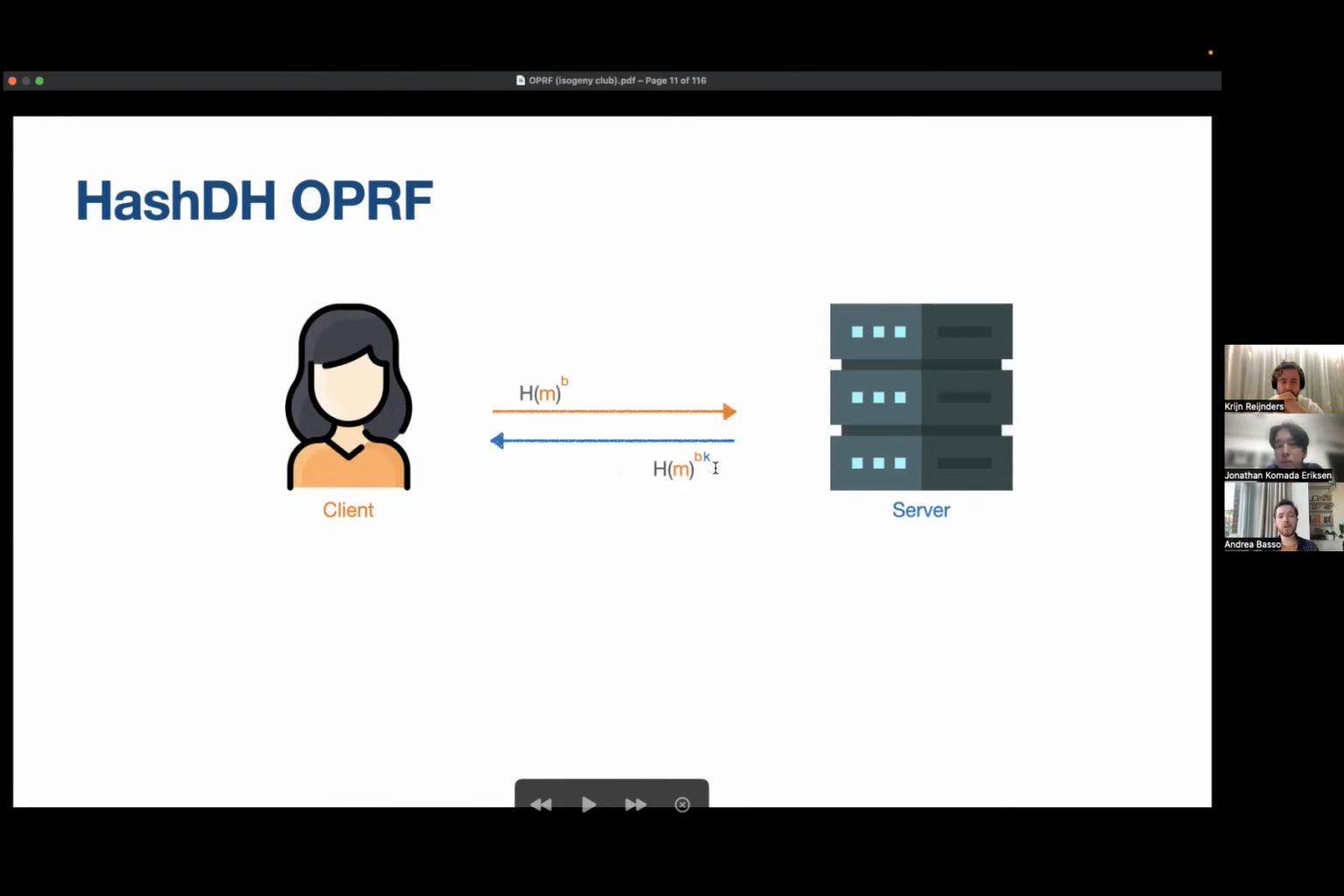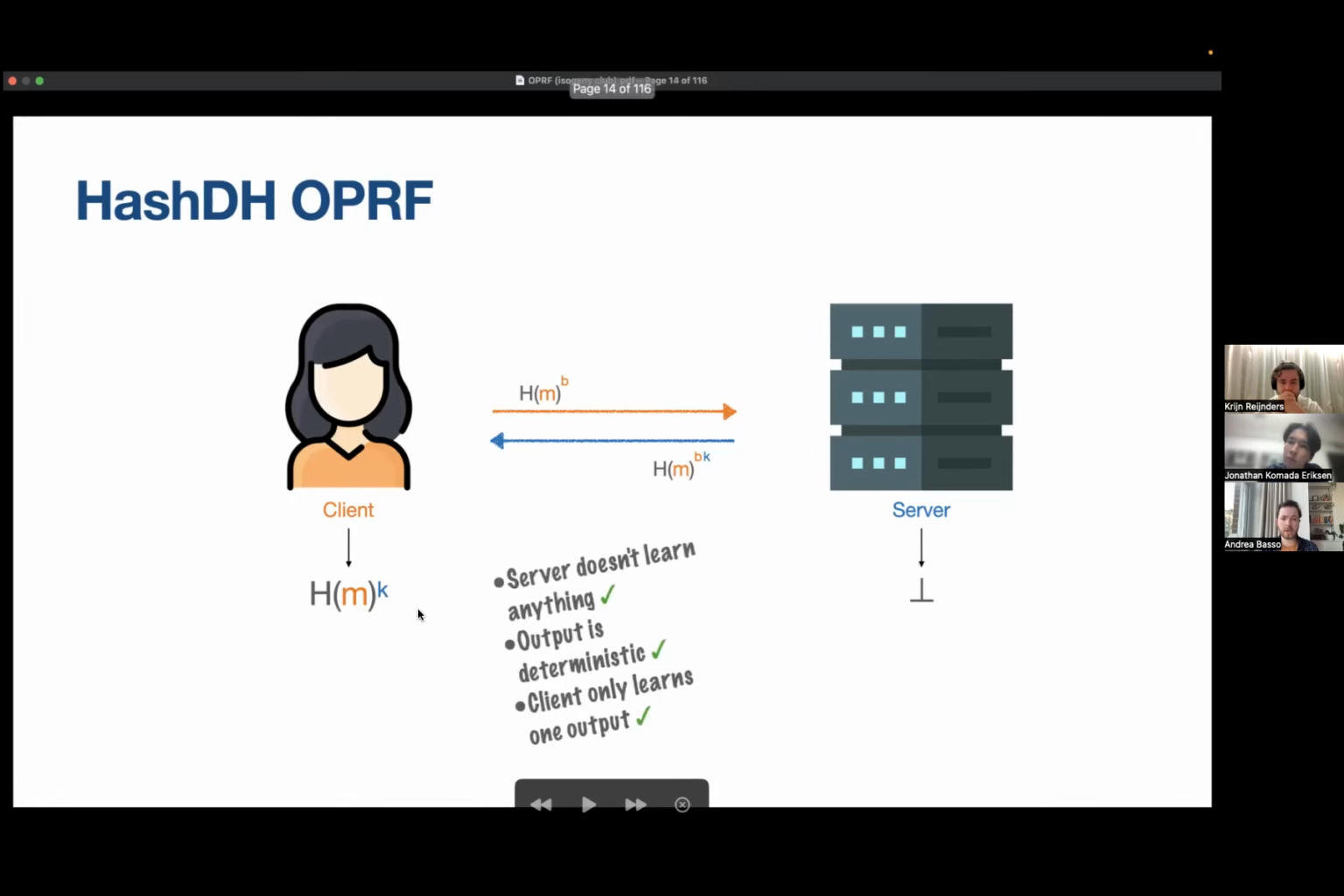Now, since the client knows the blinding value B, it can simply undo this to obtain the output, the hash of M raised to the power of K. And again, the server doesn't learn anything. This satisfies all the properties of an OPRF, because the server doesn't learn anything: since we raised this input to the power of B, and B is uniformly random, the group element that is sent to the server is also uniformly random. At the same time, the output is deterministic, because it only depends on M and K, and it's completely independent of the blinding value B. And the client only learns one output.